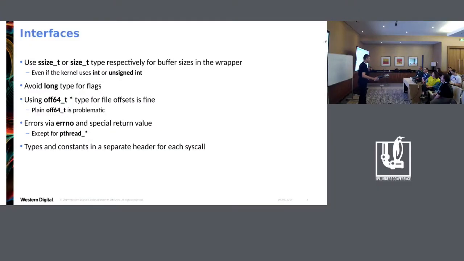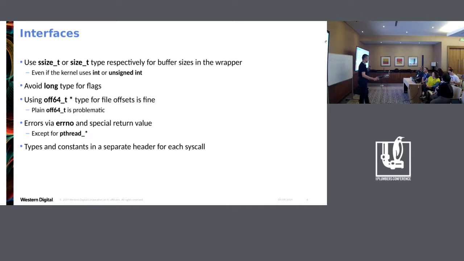Yeah. So, back to the types. We want to have the long type avoided for flags, because it's not possible to determine whether the extra high 32 bits of the flags will ever be used or not on architectures which have them. For file offsets, the pointer to off64_t is fine.